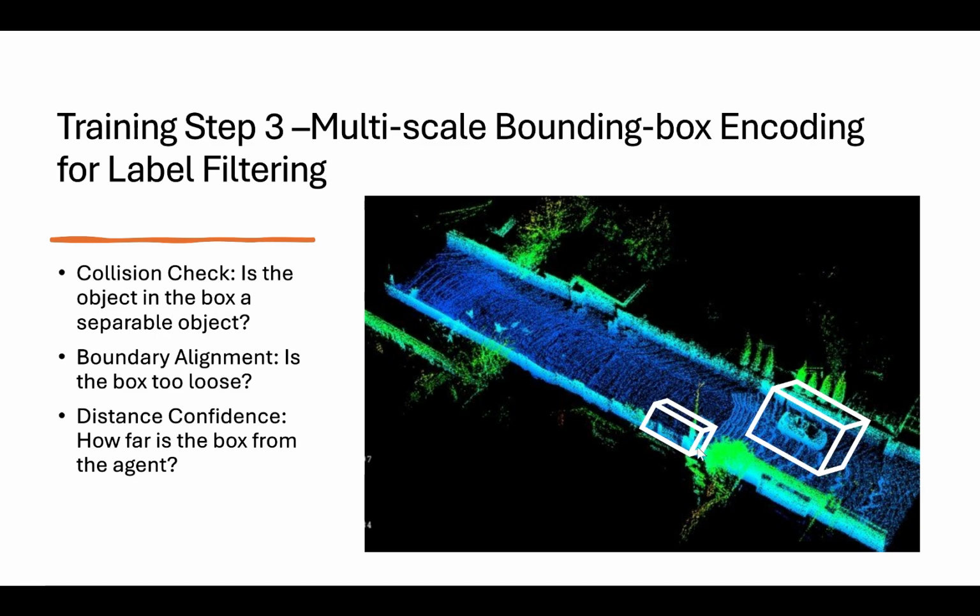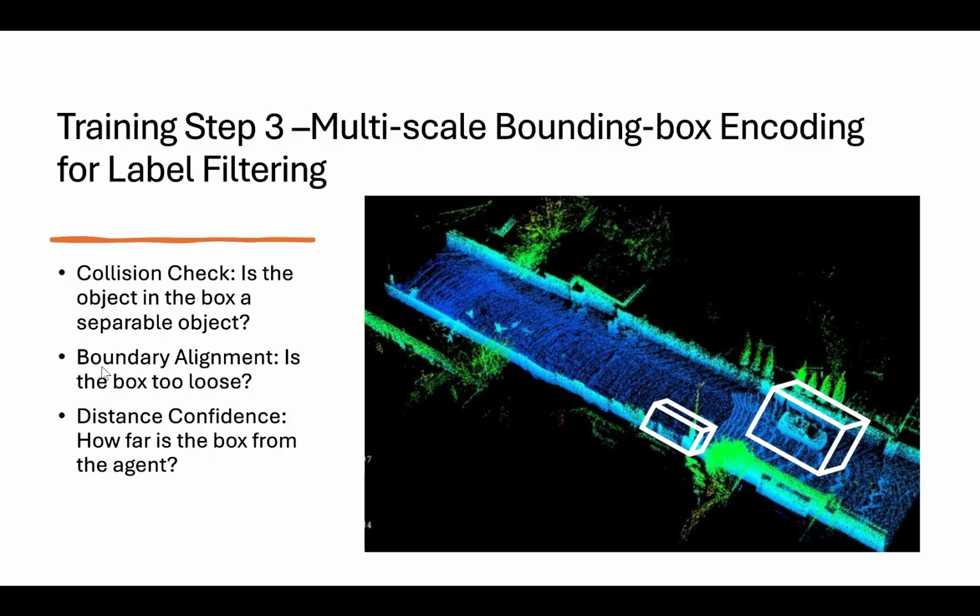Let's take a look at the bounding box here. This bounding box mistakenly takes a wall as a car. So as we can see, the wall is not separable. It pierces through the box. So what we do here is we make the box slightly larger and see if there are new points being included. If there are new points being included in the larger box, it means the object inside the box is not separable. It's not a car because a car is separable. So this is a bad prediction.